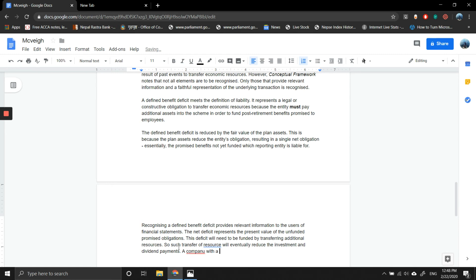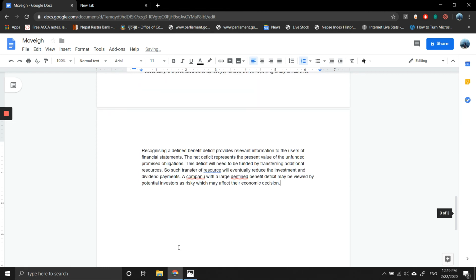A company with a large defined benefit deficit may be viewed by potential investors as risky, which may affect their economic decision, right? That's our primary purpose as well, right?